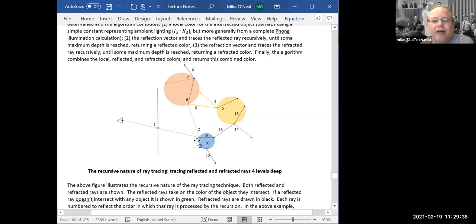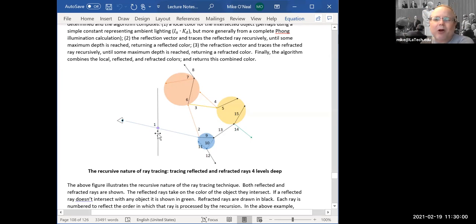Okay, and then all of that unwinds, and when you get back to here, you now have the local color, the reflected color, and the refracted color. You'll apply weights to those because some things may be more reflective, some of them may be more refractive, some of them may not be very reflective or refractive. And anyway, all of that comes back to produce a color here.